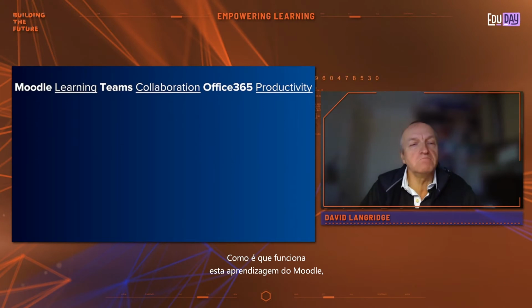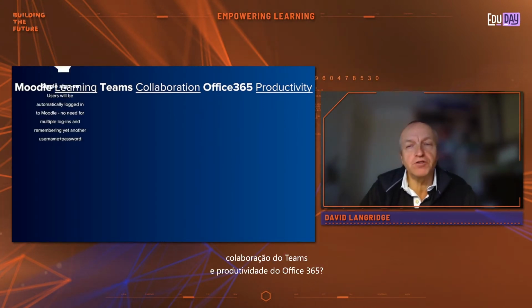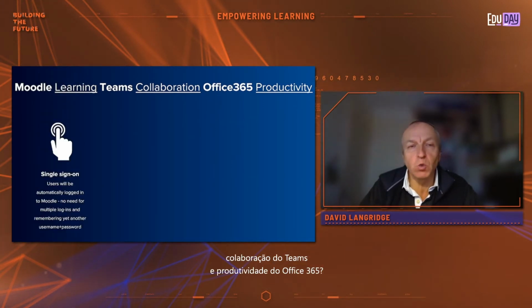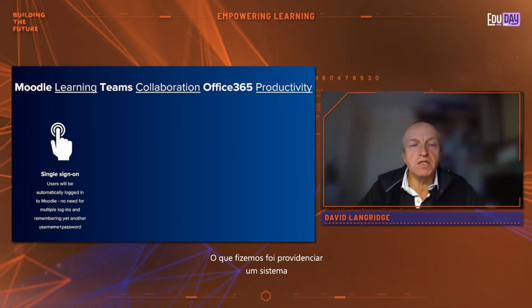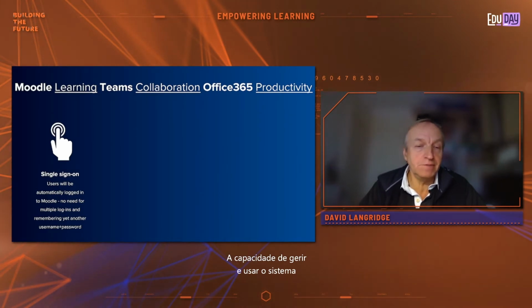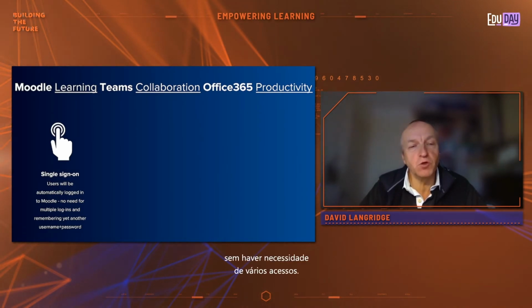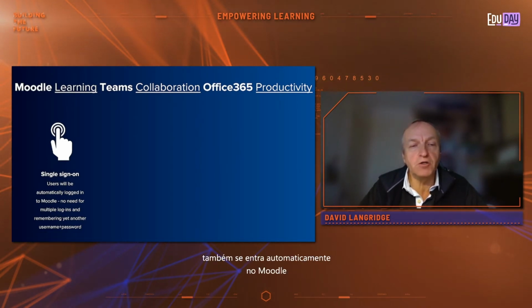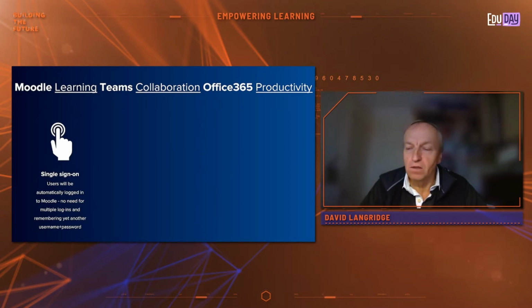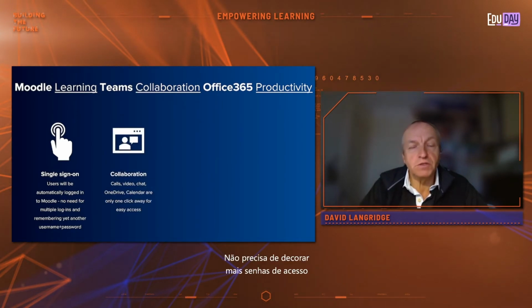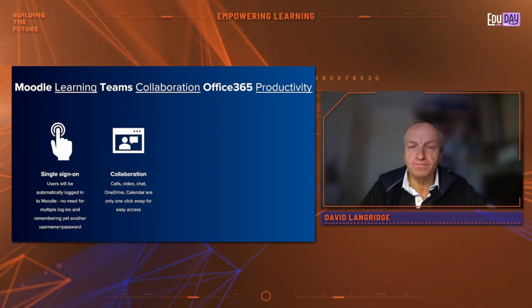So how does this Moodle learning, Teams collaboration, Office 365 productivity all work? What we've done is provide you with a system that enables single sign-on, the ability to run and use the system simply. So no need for multiple logins. Once you're logged into Office 365, you're also automatically logged into Moodle and gives you full access to the system. So you haven't got to remember more passwords and usernames, etc.